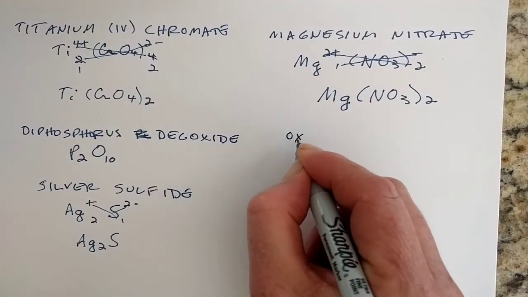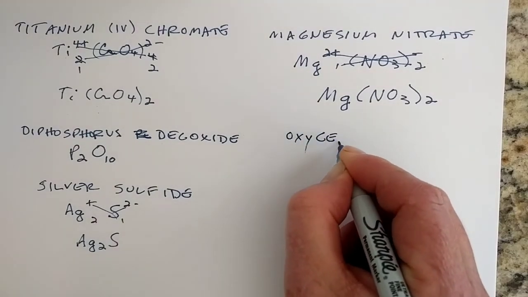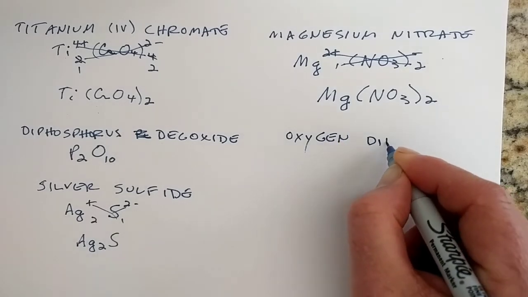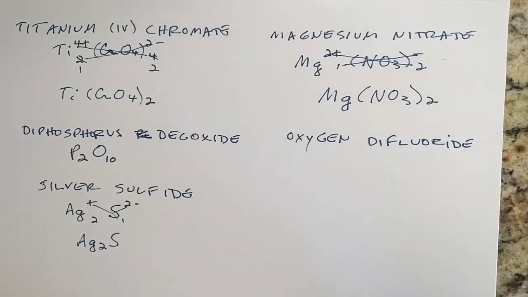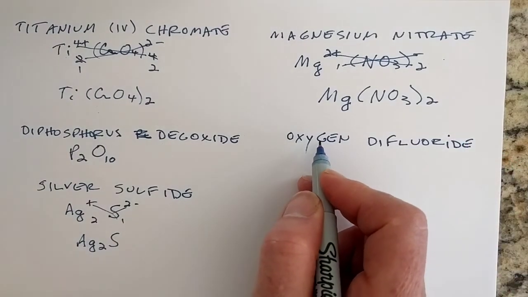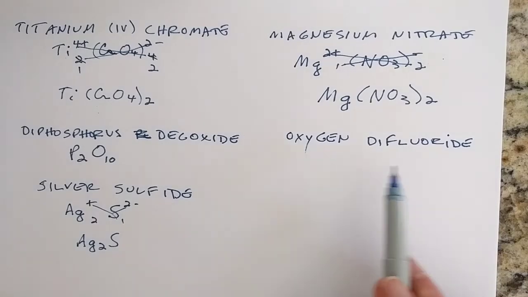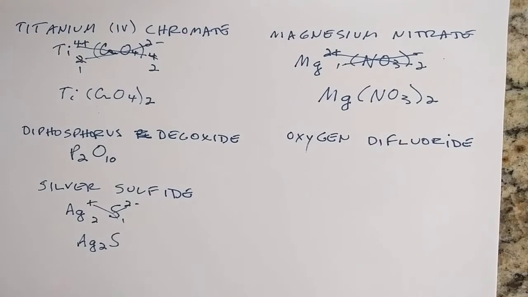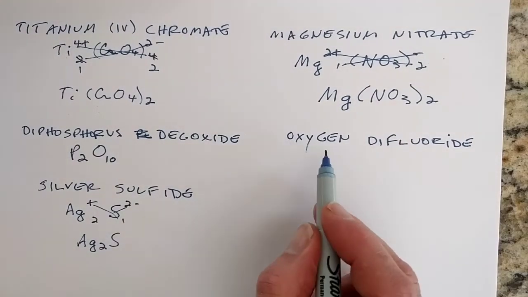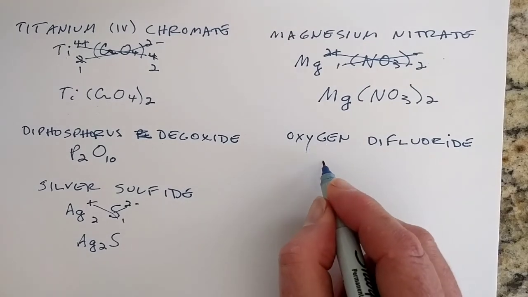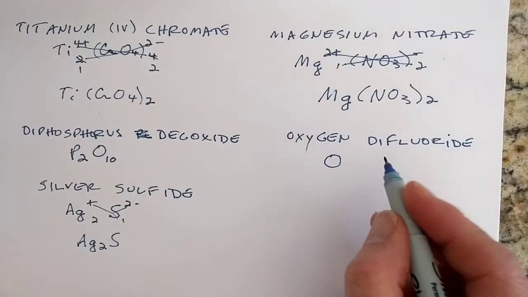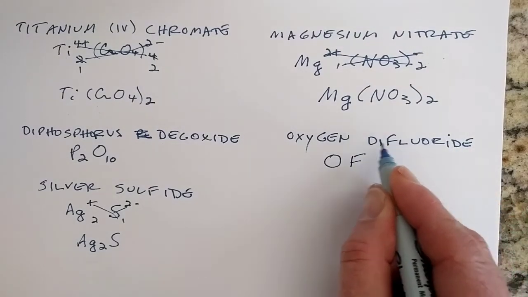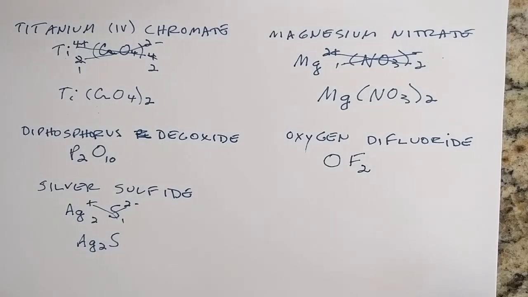Okay, let's say oxygen difluoride. Okay, oxygen. It's to the right of the staircase, so we are using the prefix system. So there's no mono here. You don't need the mono. If there's no prefix, it just means you have one of that element. And then difluoride, so fluoride from fluorine. Di means we have 2 fluorine atoms. Our formula is OF2.